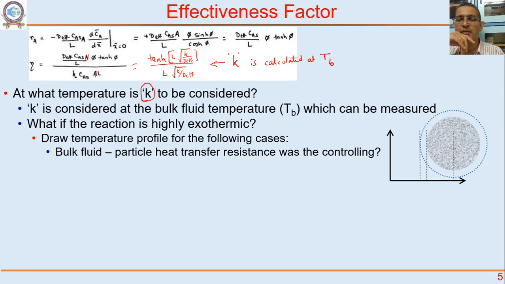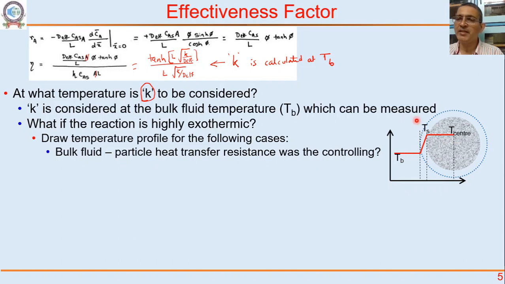In this geometry, if bulk fluid to particle heat transfer resistance was important, how would the temperature profile look? Draw. It would be like this. Reaction is exothermic, so temperature inside is larger than the bulk temperature. So heat is transferred out.